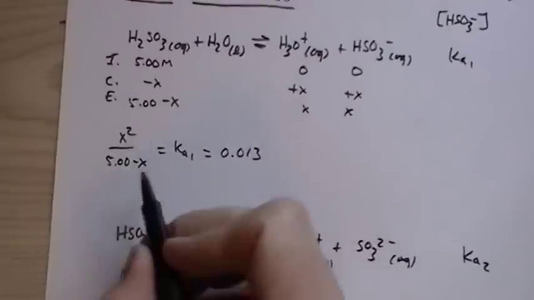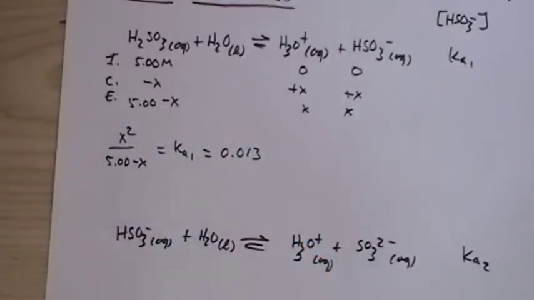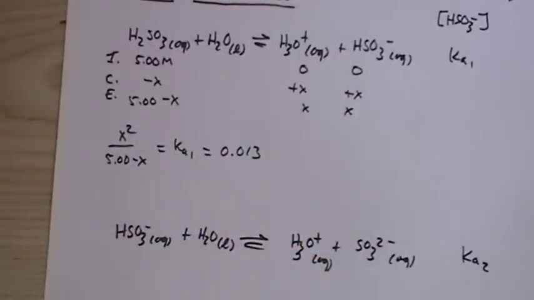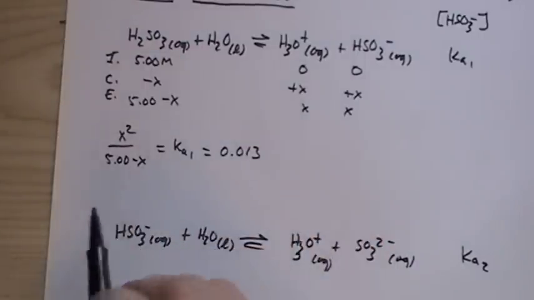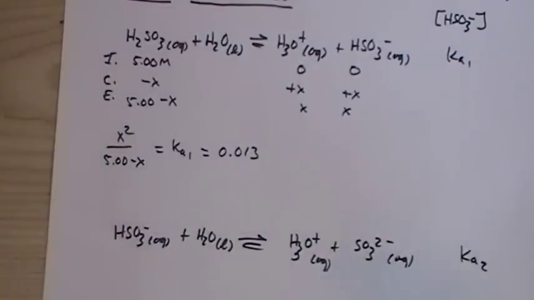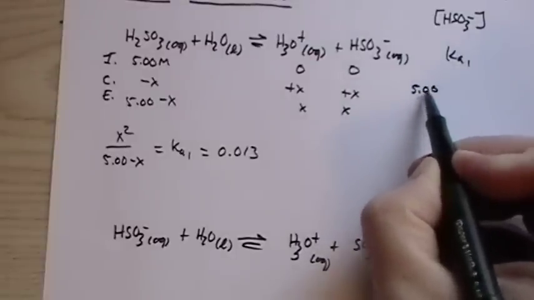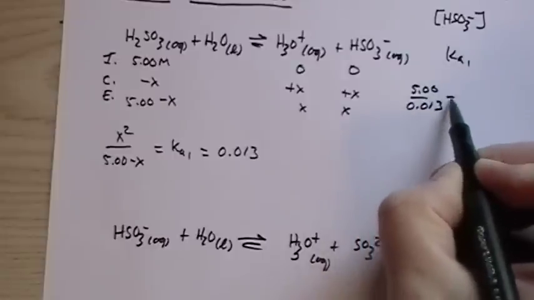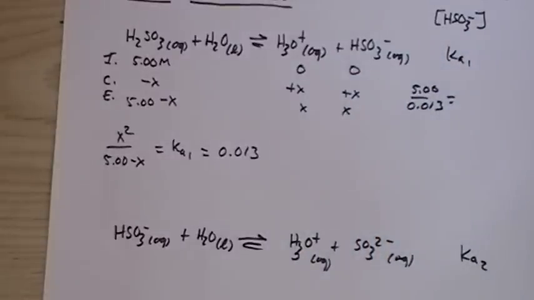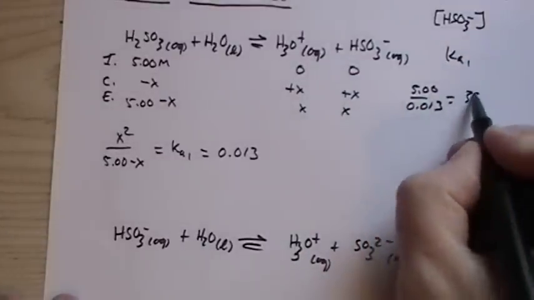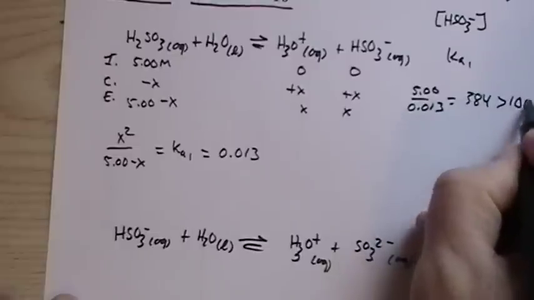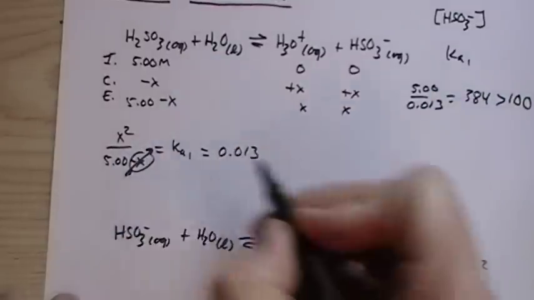Now, if the approximation holds, then we can get rid of that X and it'll make our lives easier. I got to tell you, as far as my course goes and as far as my exams, the approximation will always hold for polyprotic acid problems because you already have enough to deal with. But be careful, you want to check anyway, just in case. So here's the approximation. So this comes up to be 384, which is greater than 100, so the approximation holds. We can get rid of that X.